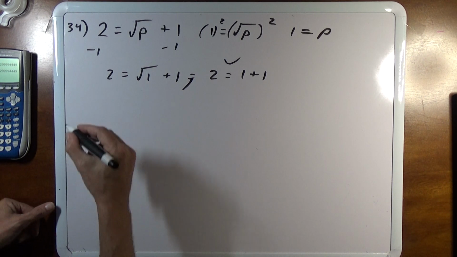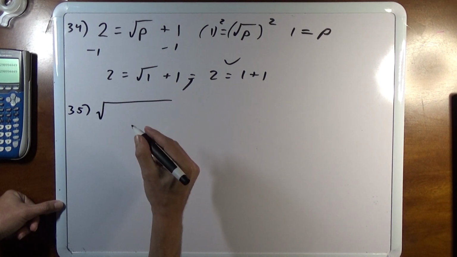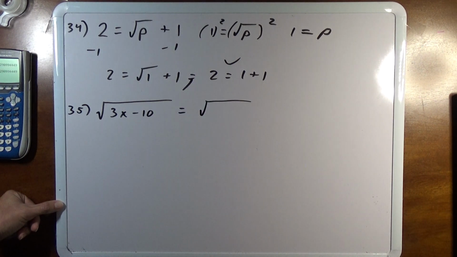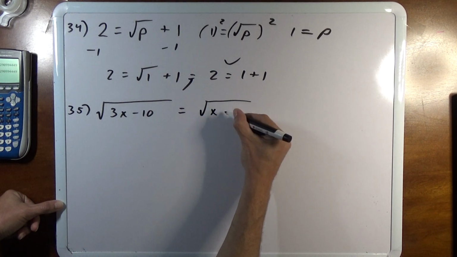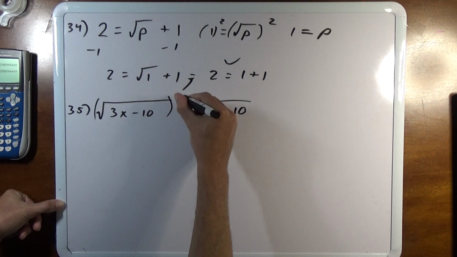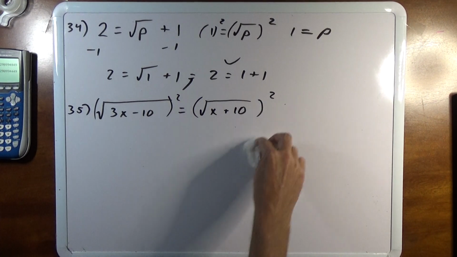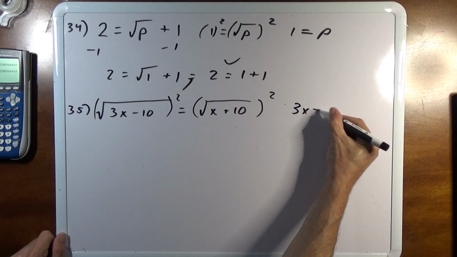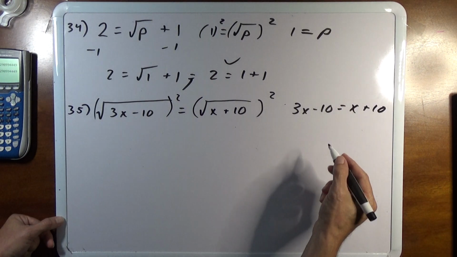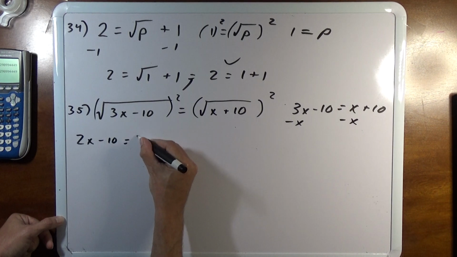Okay, 35. Square root of the quantity 3x minus 10 is equal to square root of the quantity x plus 10. Okay, so what happens when we square both sides? I will get 3x minus 10 is equal to x plus 10, and then I will say subtract x from both sides, and I'll get 2x minus 10 is equal to 10.